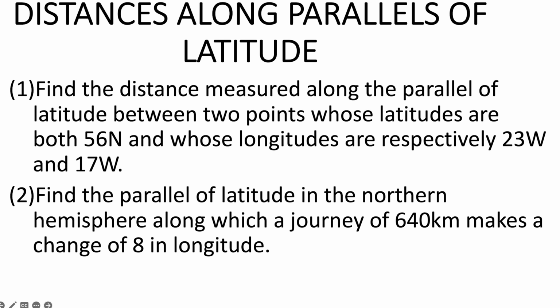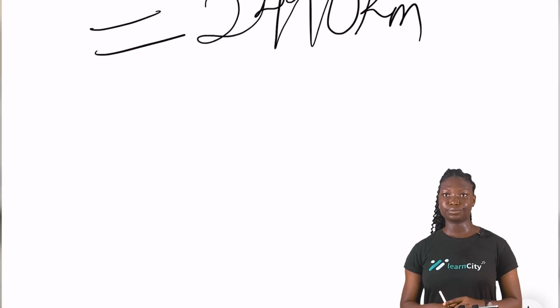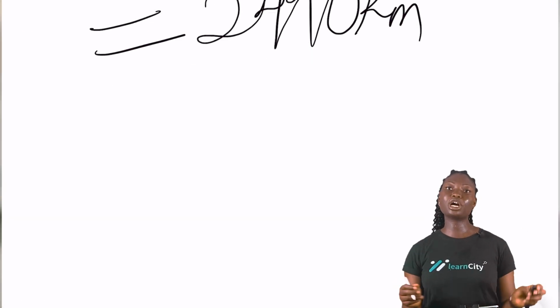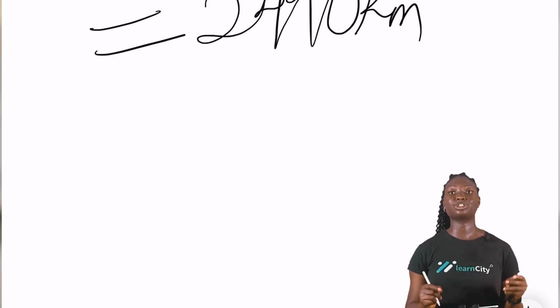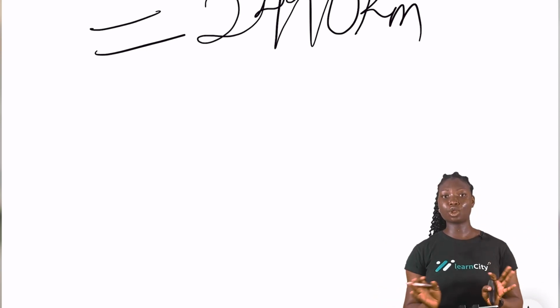Now, our second example for today says, find the parallel of latitude in the northern hemisphere along which a journey of 640 kilometers makes a change of 8 degrees in longitude. Now, we know that the required parallel of latitude should be theta degrees north.